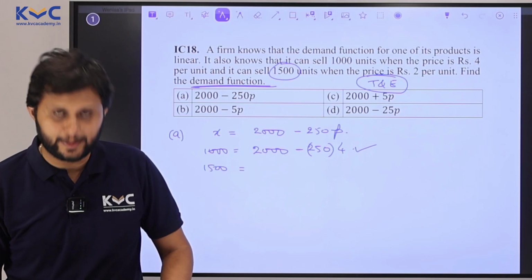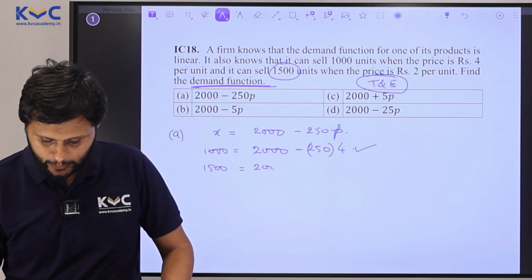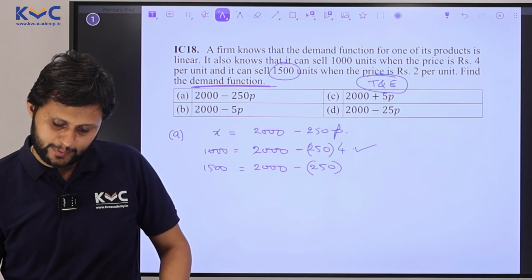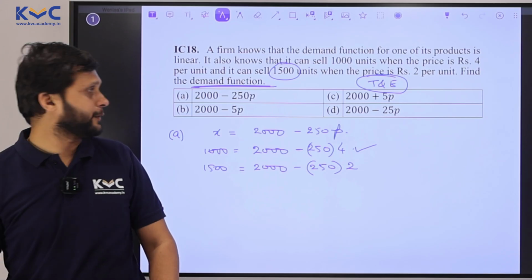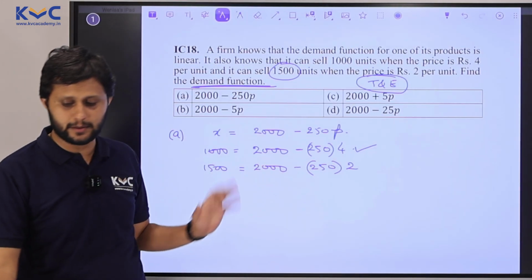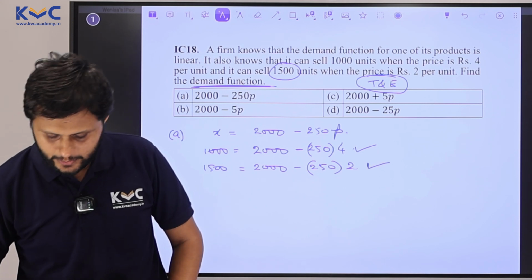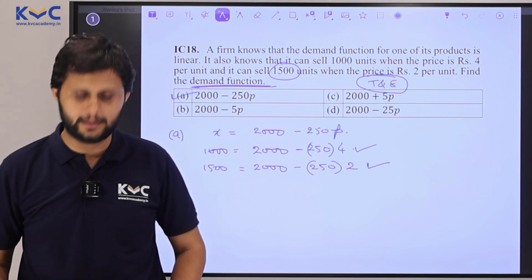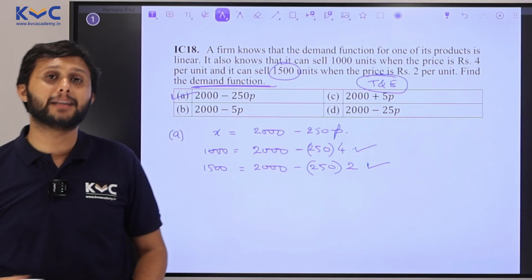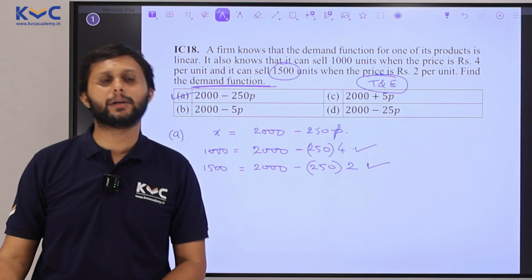Next I have 1500. Let me check, will it hold good? 2000 minus 250. What is the price this time? If the price is 2, so 250 into 2 is 500. If you reduce from 2000, it becomes 1500. This condition also holds good. We have the answer, that is option A. Lucky that we saw option A, otherwise we'd have to try out other options since we are going for trial and error.